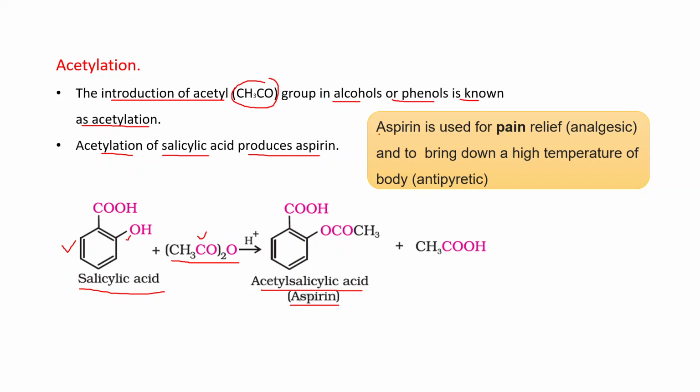And CH3COOH is produced. I think you are familiar with this name, aspirin. This is one medicine, and this aspirin is used for pain relief. Any medicine which is used for pain relief is known as an analgesic. And medicines used to bring down a higher body temperature in case of fever are known as antipyretic. That's why we can say aspirin is used as an analgesic as well as an antipyretic. Okay, thank you.